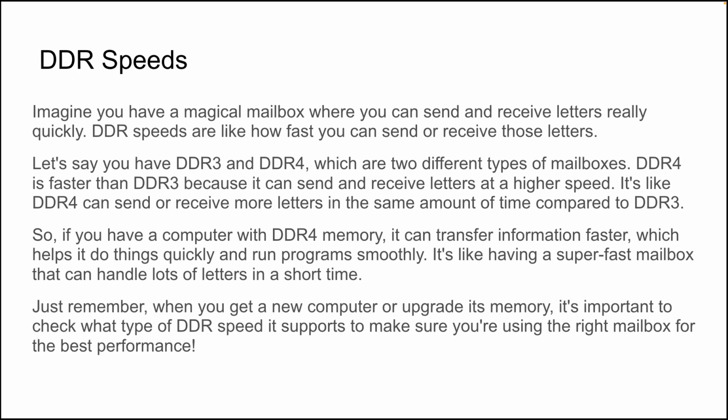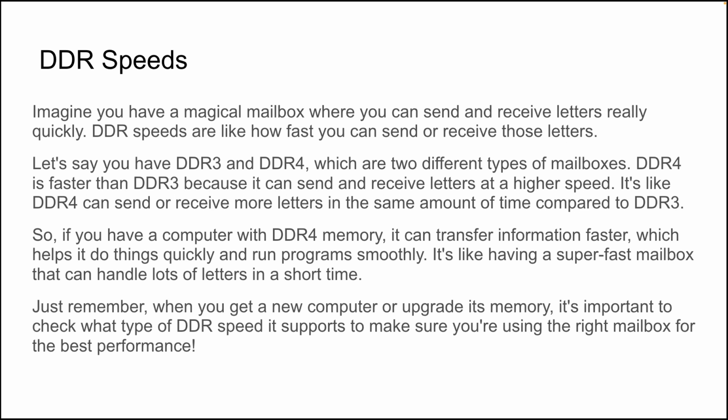DDR speeds. So we're going to hop into DDR, and DDR is basically double data rate memory speeds for your RAM. Imagine you have a magical mailbox where you can send and receive letters really quickly. DDR speeds are like how fast you can send or receive those letters. So let's say you have DDR3 and DDR4, which are two different types of mailboxes. DDR4 is faster than DDR3 because it can send and receive letters at a higher speed. It's like DDR4 can send or receive more letters in the same amount of time compared to DDR3.